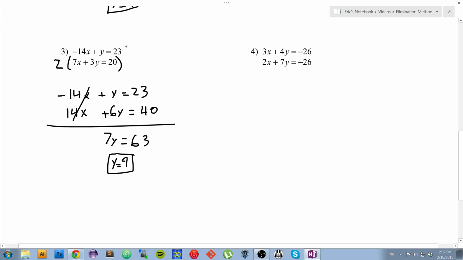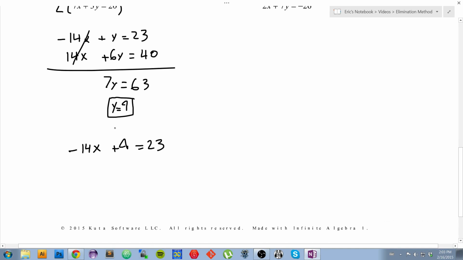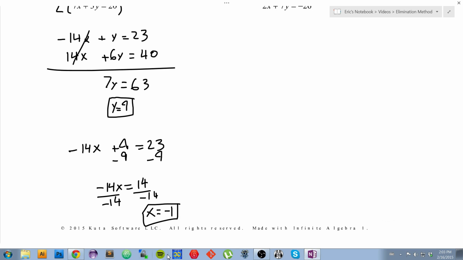So I'm going to use the first equation right here, negative 14x plus 9, I substituted in, equals 23. I will need to take away 9 from both sides. So negative 14x equals 14. This time I'm going to show the division step because it's non-trivial. And we get that x is equal to minus 1.